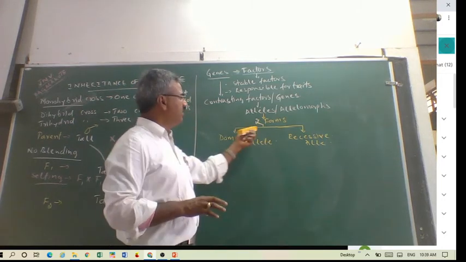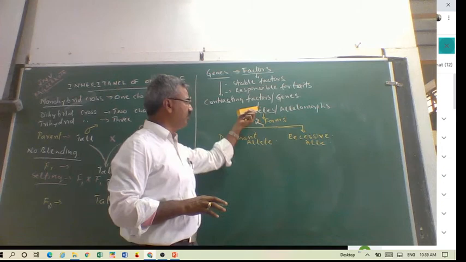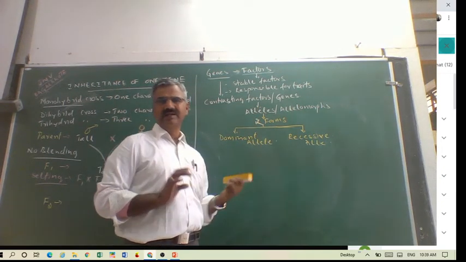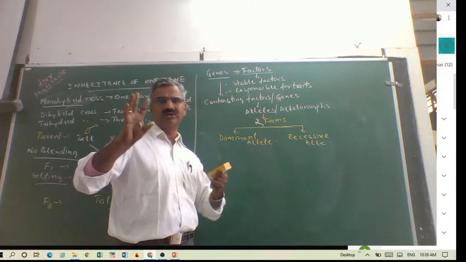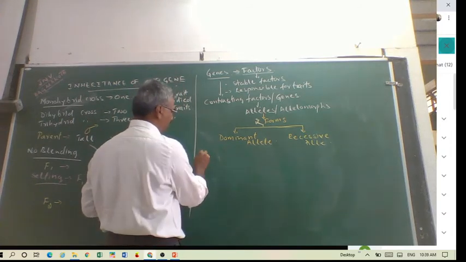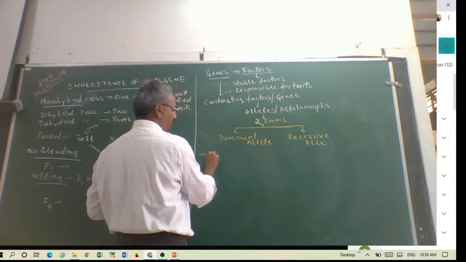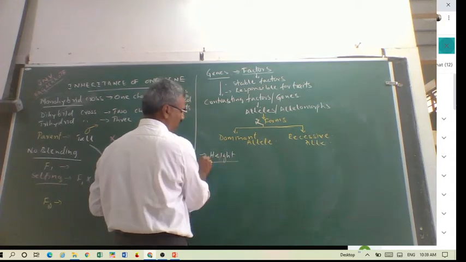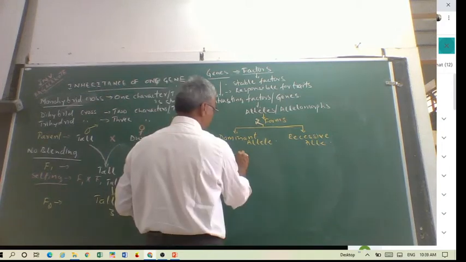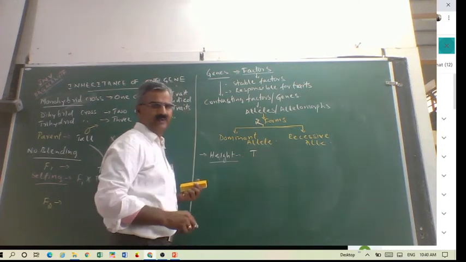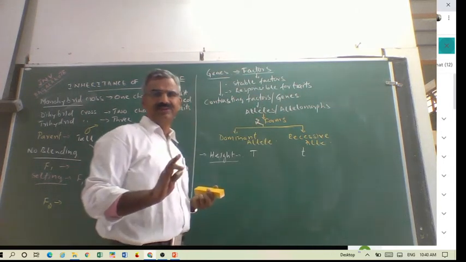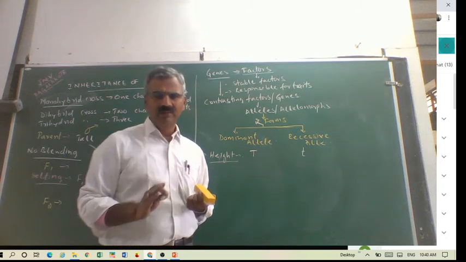So we have the two different forms here, and these two different forms are said to be dominant allele and also recessive allele. And always, for example, if you take the height, there are two different alleles here. The dominant allele is said to be capital T, and the recessive allele we call small t. You can use any alphabet.